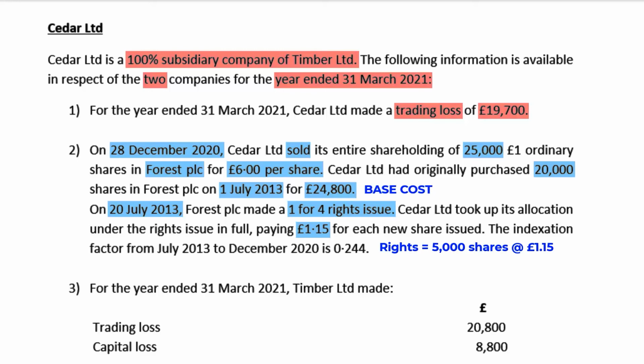The indexation factor from July 2013 to December 2020 was 0.244. Just a note to make there: we'd understand that to be up until December 2017, because in December 2017 the indexation allowance was abolished, so there is no indexation allowance post December 2017.